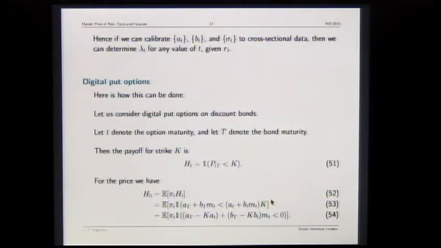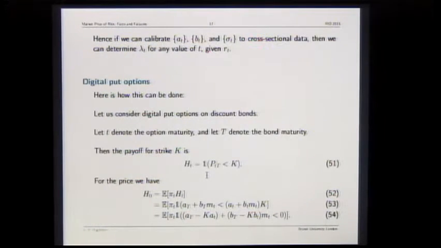So that brings us back to the question, well, can we calibrate the model to cross-sectional data? It's not immediately obvious, but here's an argument that shows how it can be done. So for our data, we'll consider digital put options on discount bonds. So we'll use the following notation. We'll let little t be the option maturity and big T be the bond maturity. And then we pick a strike, and then the payoff is going to be the indicator function for the discount bond being less than the strike.